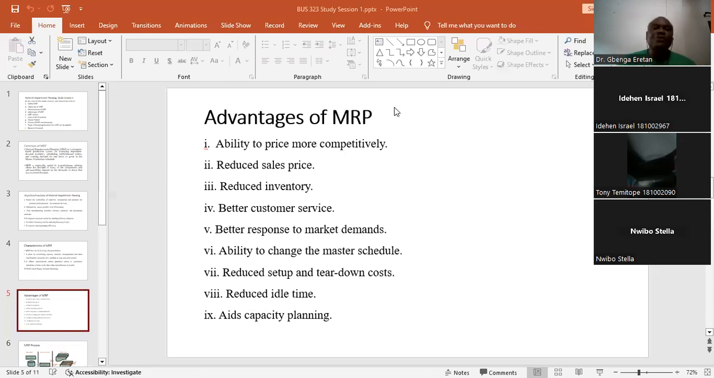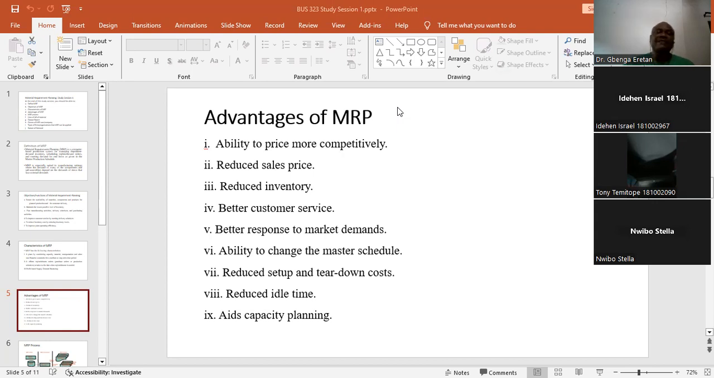Number three, help to reduce inventory. Because you operate a computer-based system, when you scan a product and that product is going out, it will automatically reduce from the level of stock. You'll be able to ascertain the minimum level of stock that every product is, which will guard against a situation where excess stock will be kept in the warehouse and it can lead to spoilage. That is, the operation of MRP will help to reduce the level of inventory and maintain a reasonable minimum inventory level. The next one is better customer service.